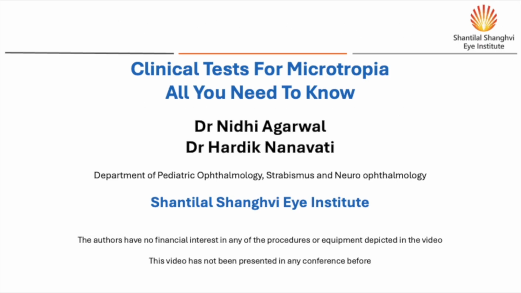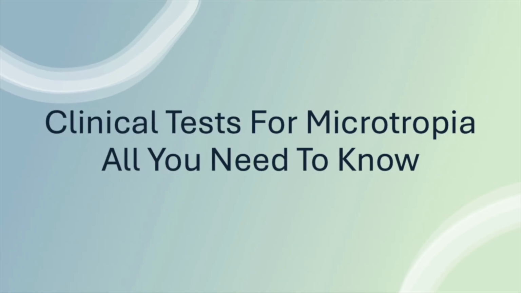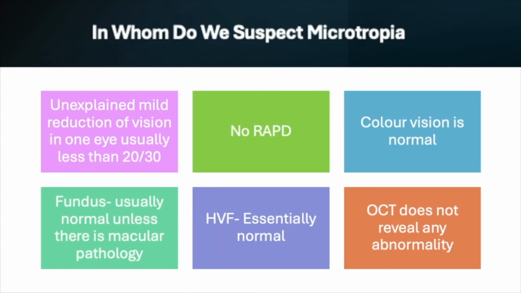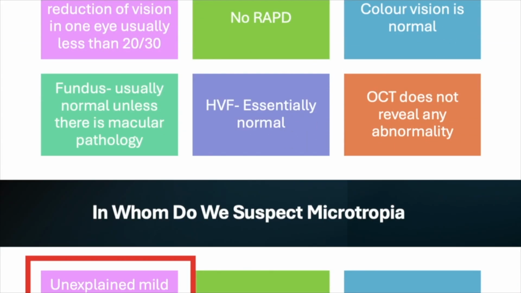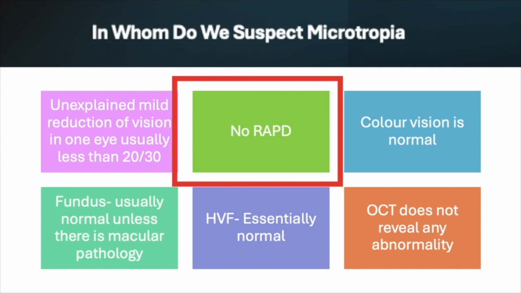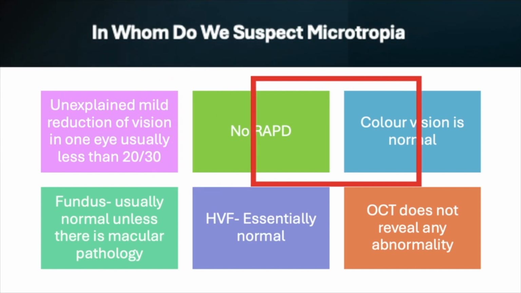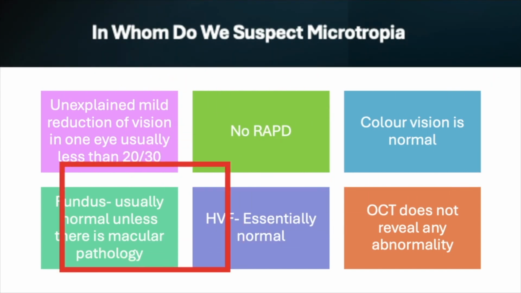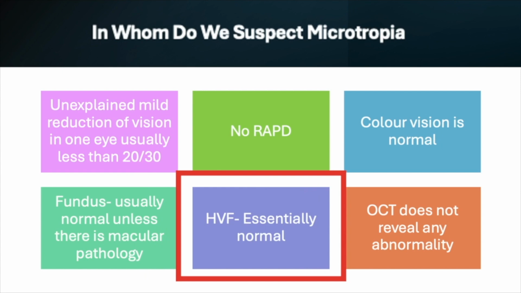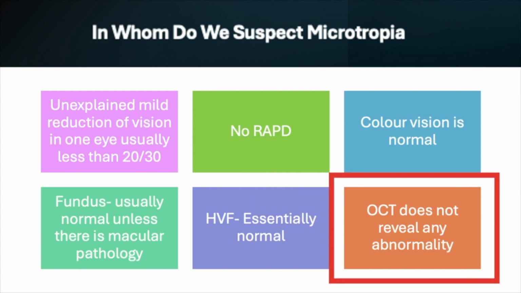I'm Dr. Nidhi and I shall be talking briefly about microtropia followed by various tests used in its evaluation. So in whom do we suspect microtropia? A patient with unexplained mild reduction in visual acuity in one of the eyes, usually less than 20/30. When you do an examination, there is no RAPD, the color vision is normal. Fundus evaluation is essentially normal unless and until the patient has a central macular pathology. You do an HVF, that comes out to be normal. You do an OCT, that comes out to be normal.